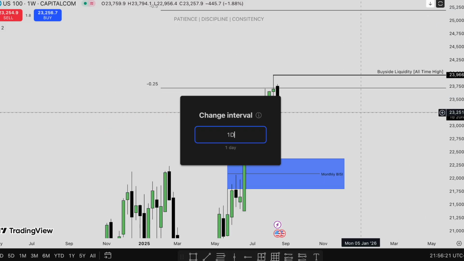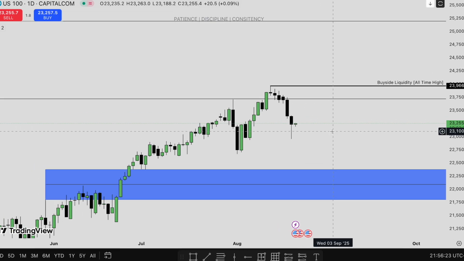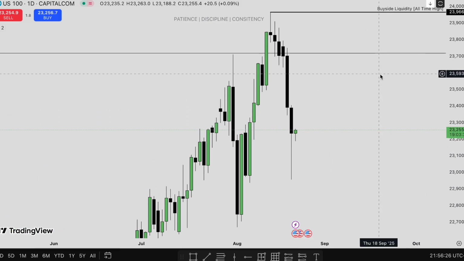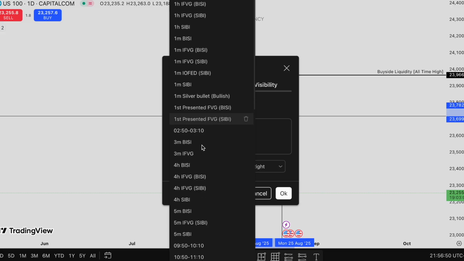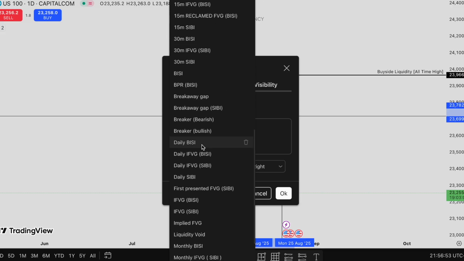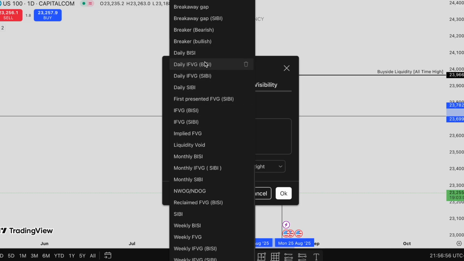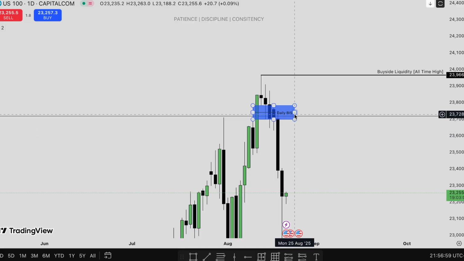Drop down to the daily time frame. Last week Thursday, my attention was on this daily BSC right here, which is now an inversion fair value gap, right? But at the time, I was looking to see if price can use this daily BSC as support to trade higher for the previous daily high. Let me just mark that out real quick as a daily BSC. There we go.